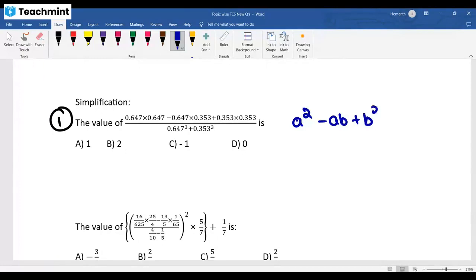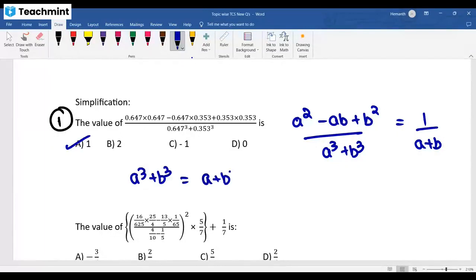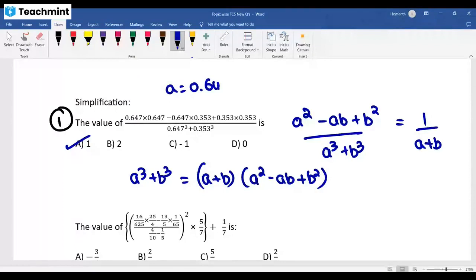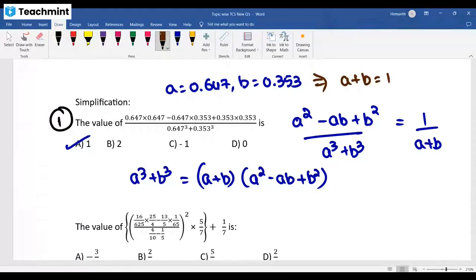This is 1 by A plus B, you know. Okay, answer is 1. A cube plus B cube is nothing but A plus B into A square minus AB plus B square. Here A plus B value is 1, right? A is 0.647, B is 0.353. Then obviously A plus B will give 1. You just try A plus B here, it will give 1 only. Okay, so option A we have to do.